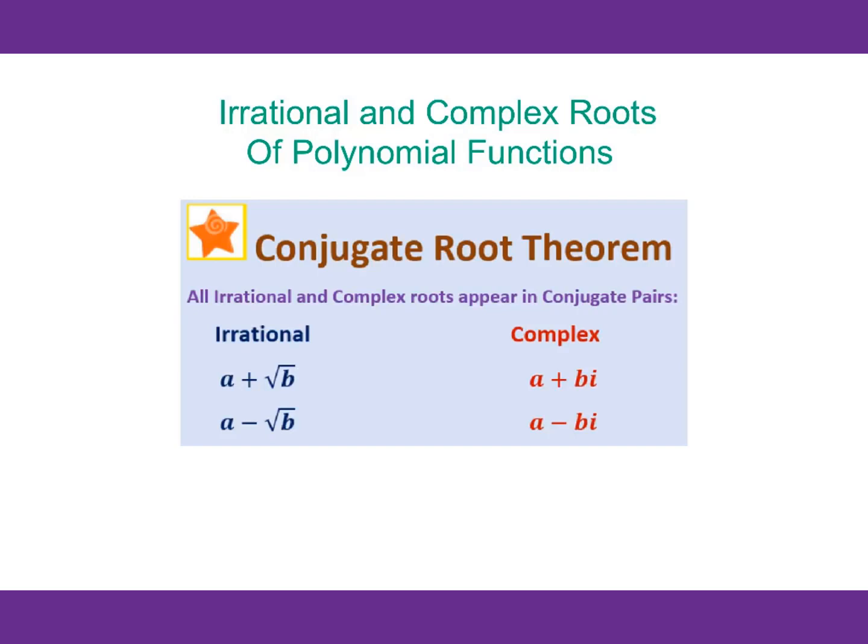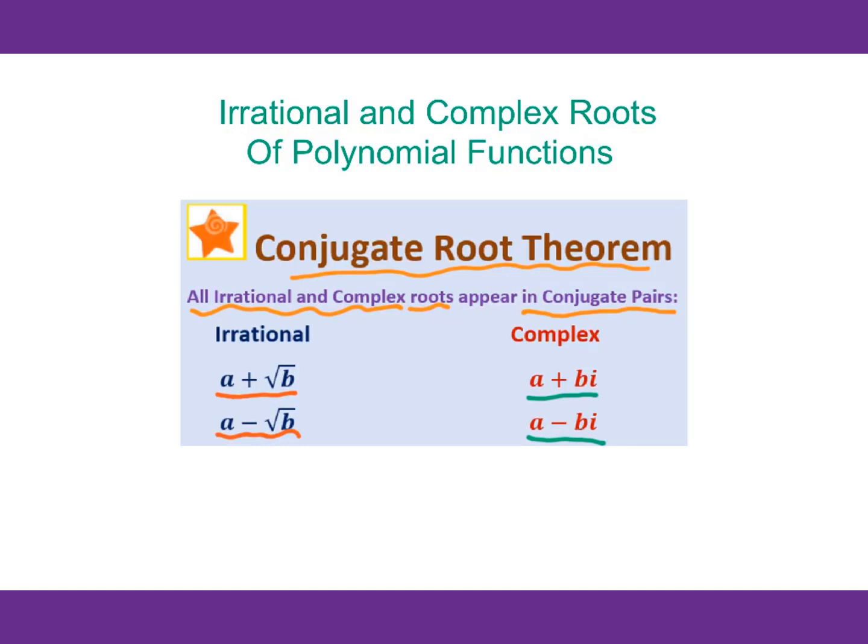Today's lesson is about irrational and complex roots of polynomial functions. We have a conjugate root theorem for polynomials. All irrational and complex roots appear in conjugate pairs, which means if a plus the square root of b is a root of a polynomial, a minus square root of b must be a root too. If a plus bi is a root, then a minus bi must be a root.